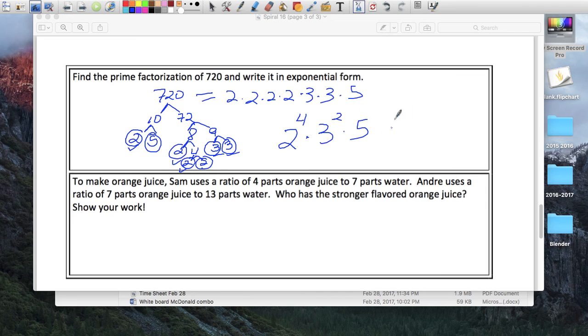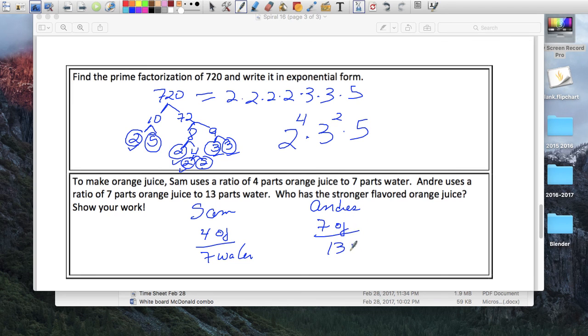To make orange juice, Sam uses 4 parts orange and 7 parts water. So let's write that as a ratio. So here's Sam. So 4 parts OJ and 7 parts water. Andres used 7 parts OJ and 13 parts water. So who has the stronger orange juice flavored juice here?